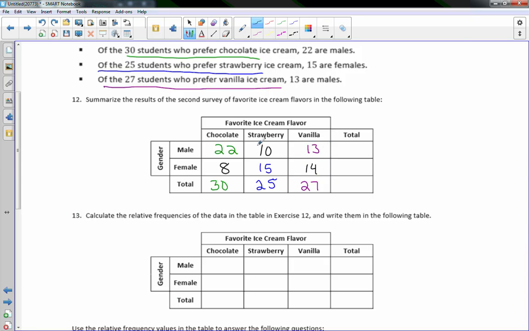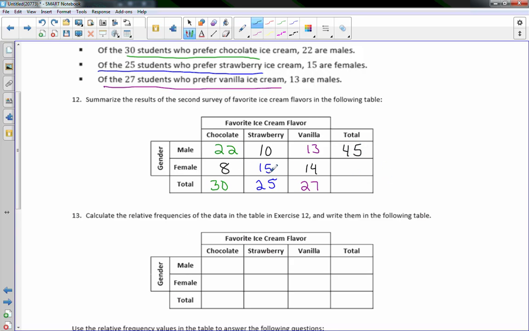So it's just addition. We need these columns to add up. Male plus female equals total. Okay? And now that we've done that, now we can say chocolate plus strawberry plus vanilla equals the total males, or we can find how many total males there are. So 22 plus 10 is 32, plus 13 is 45. So there are 45 males in this group.